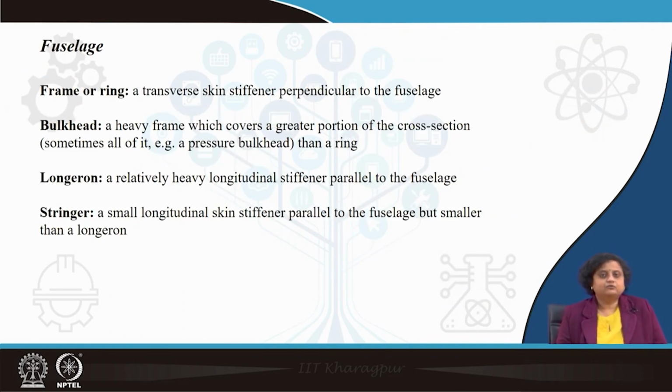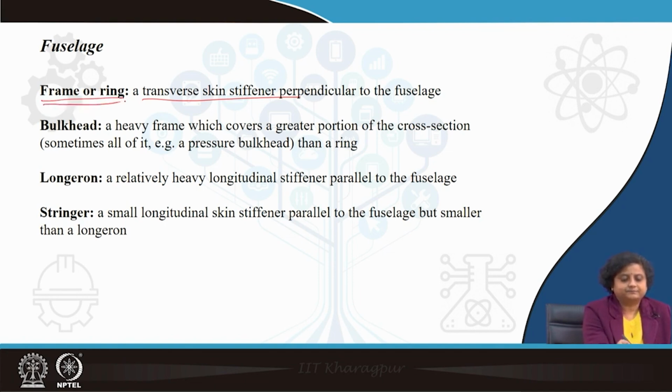Next, let us move into the fuselage and see what the components of the semi-monocoque fuselage construction are. In fuselage construction there are longitudinal and transverse members, but they are not called ribs and spars as they are in the wing, tails and smaller aerodynamic structures. In the fuselage, the transverse skin stiffeners are called frames or rings. They are the counterpart of the ribs that you see in the wings and tails.